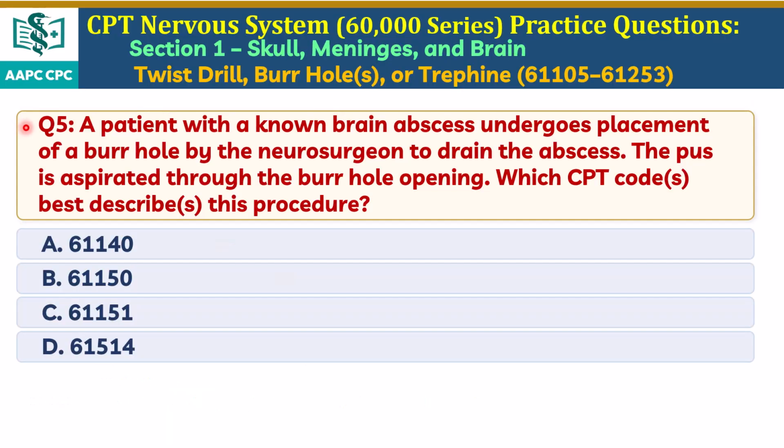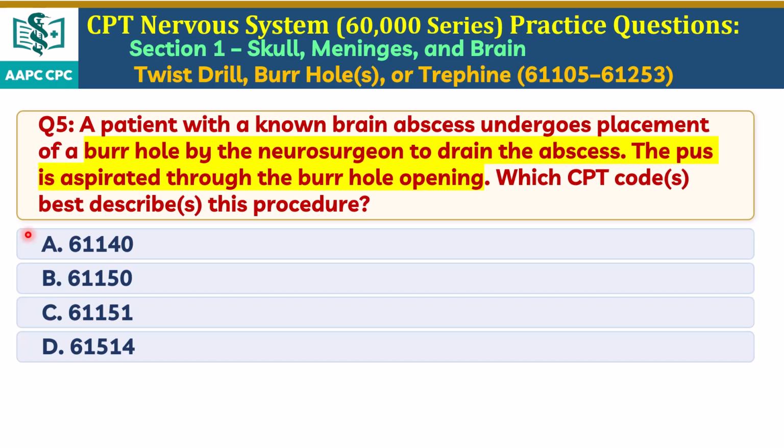Question number 5. A patient with a known brain abscess undergoes placement of a Burr hole by the neurosurgeon to drain the abscess. The pus is aspirated through the Burr hole opening. Which CPT codes best describe this procedure? So there are 4 answers available. Take your CPT code book and find the answer. So here you have to highlight this is a Burr hole by neurosurgeon to drain the abscess. So let's use the elimination method to find the answer.